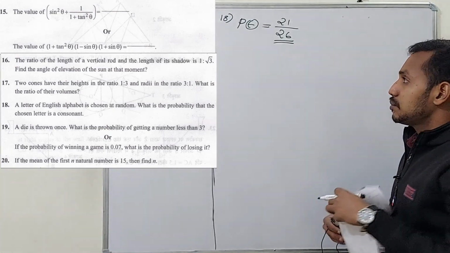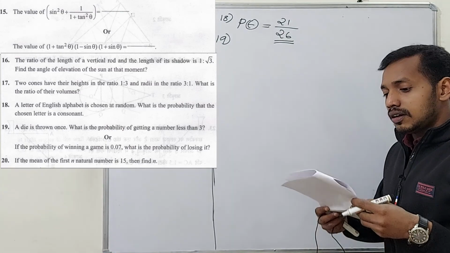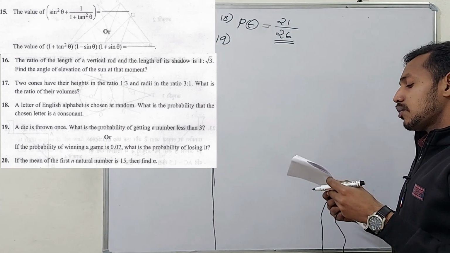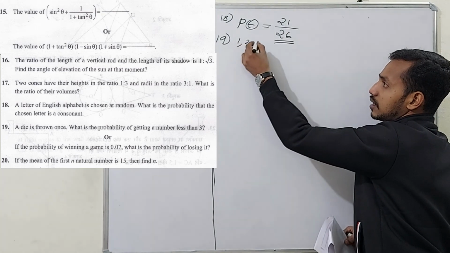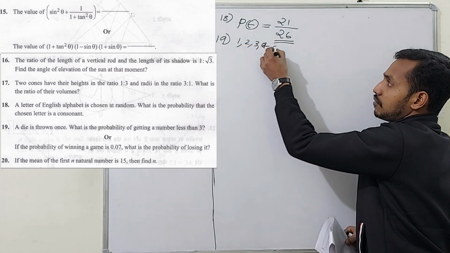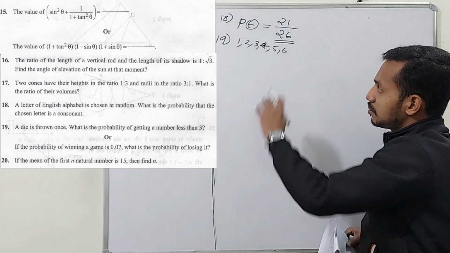Now come to question number 19. It is stated that a die is thrown. What is the probability of getting a number less than 3? So what are the numbers marked on the faces of the die? 1, 2, 3, 4, 5 and 6. So there are total 6 faces, that means 6 numbers.